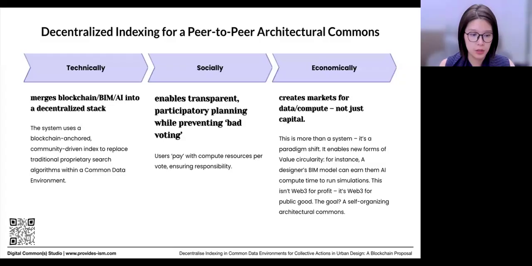And so to conclude, the study tried to reflect on how value circulates within architectural production on 3 levels. First, technically, it merges blockchain, BIM, and AI into a decentralized stack. Socially, it enables transparent participatory planning and the prevention of bad voting. Users pay with compute resources per vote, and even though the value is immediate, it tries to raise awareness of their decision and ensure responsible voting. And finally, economically, it creates a computational data market, not just for capital.